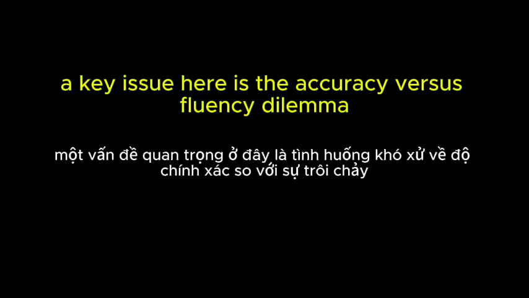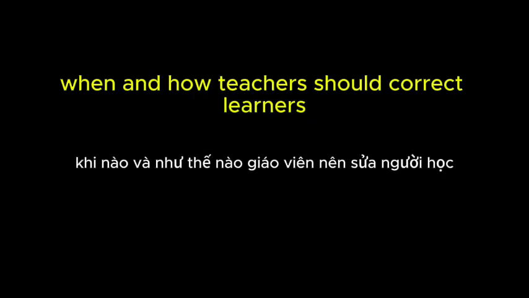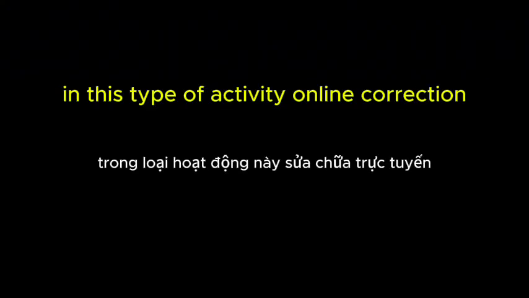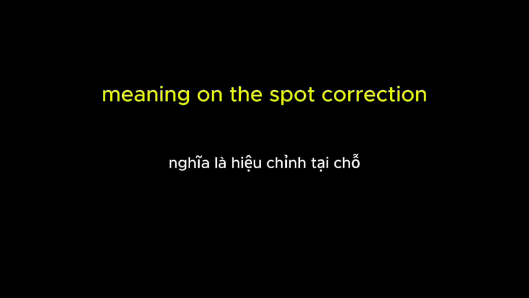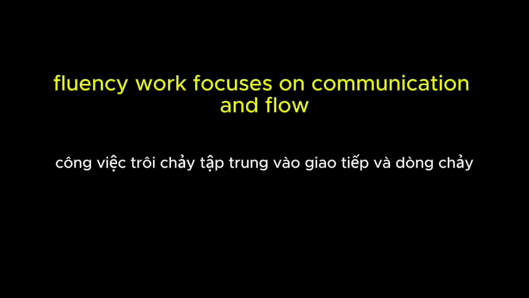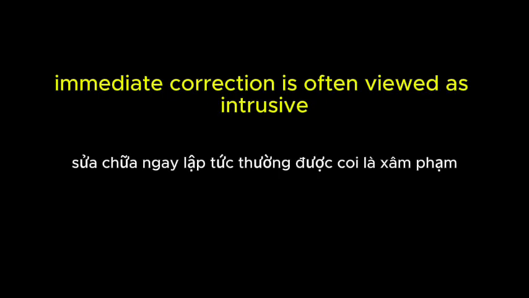I now turn to correcting spoken English. A key issue here is the accuracy versus fluency dilemma, which concerns when and how teachers should correct learners' spoken errors. Accuracy work focuses on specific forms. In this type of activity, online correction, meaning on-the-spot correction, is generally accepted. Fluency work focuses on communication and flow. In this case, immediate correction is often viewed as intrusive.